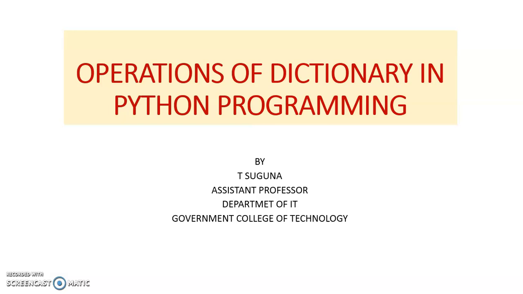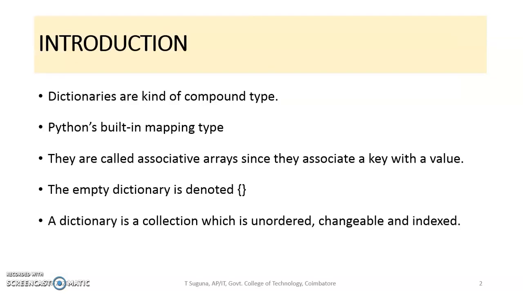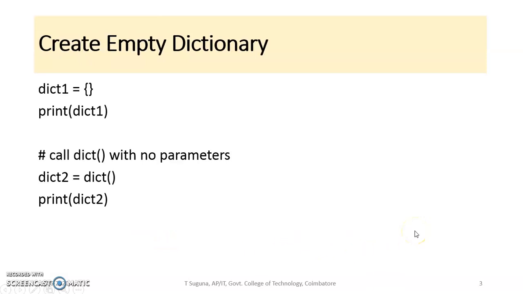In this video lecture, I am going to discuss operations of dictionary in Python programming. Introduction. Dictionaries are a kind of compound type, Python's built-in mapping type. They are called associative arrays since they associate a key with a value. The empty dictionary is denoted by an empty curly brace. A dictionary is a collection which is unordered, changeable and indexed.